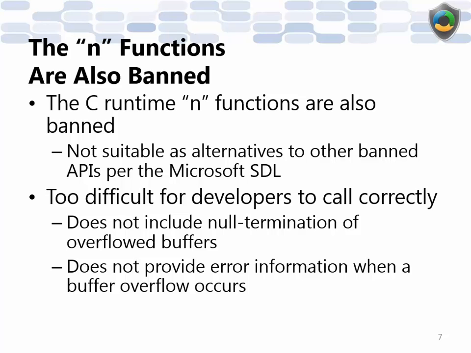So what happened was developers started to use these and consider them to be a safe alternative to the banned functions. But Microsoft has found that these N functions, as they're known, are themselves difficult to use and just as likely to be misused. So they've been banned as well. In particular, the N functions don't null terminate overflowed buffers. This can become extremely problematic because other functions that read these unterminated buffers have no way of knowing where the buffer logically ends. So this can result, as always, in buffer overflow errors.